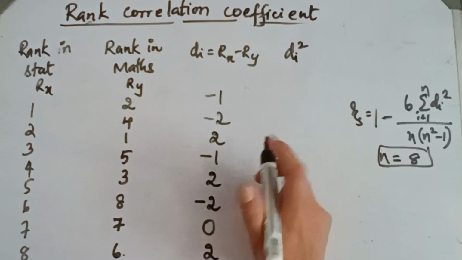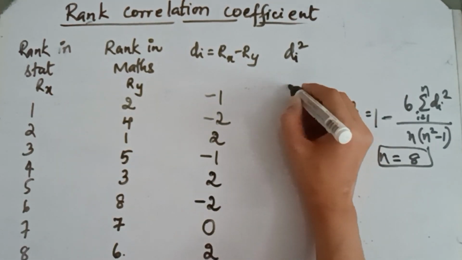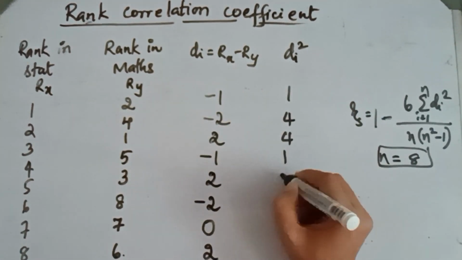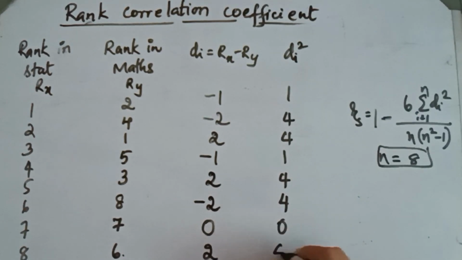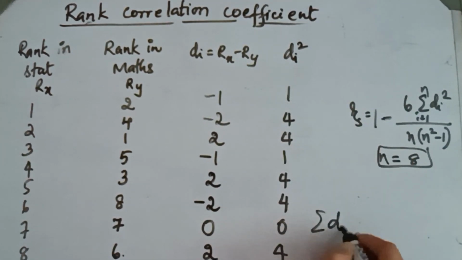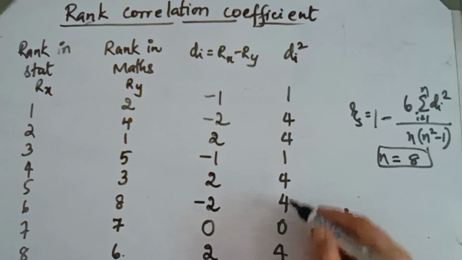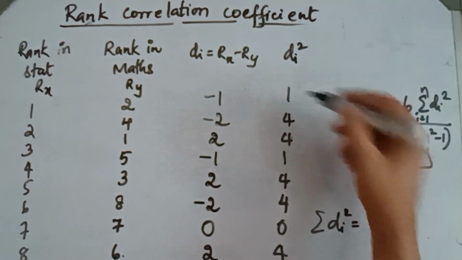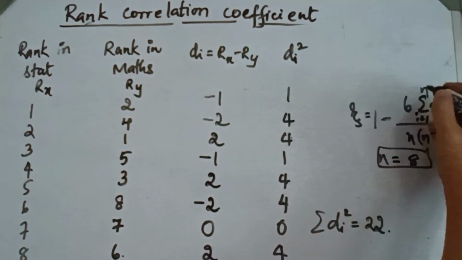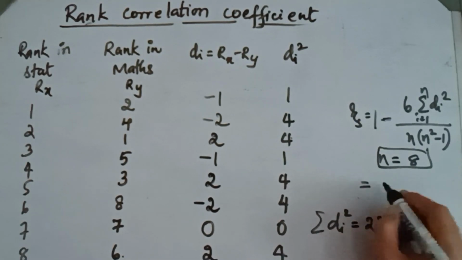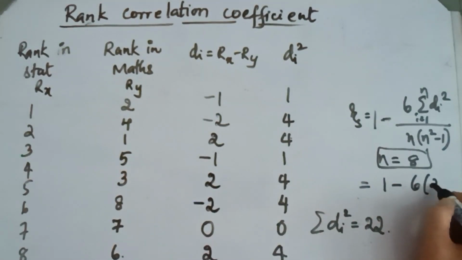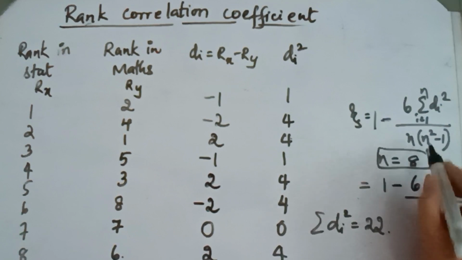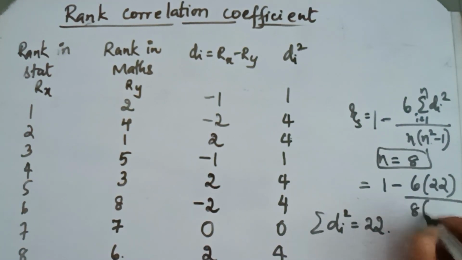Next I want Di square, so square all these values: 1, 4, 4, 1, 4, 4, 0, 4. Now I need the sum of all this. So summation of Di square is equal to, adding all values, 3, 4, 5, 5 4 is 20 plus 2, 22. Substitute it in this formula. So this is equal to 1 minus 6 into 22 divided by n into n square minus 1. 8 into 8 square is 64 minus 1, 63.